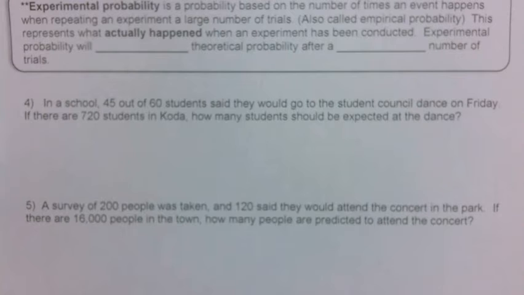So in the last few examples, we used theoretical probability in order to make our predictions. And again, theoretical probability is what should happen. Experimental probability is a probability based on the number of times an event happens when repeating an experiment a large number of trials. This is also called empirical probability.